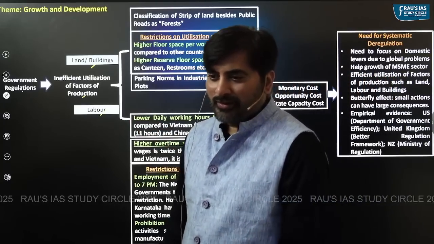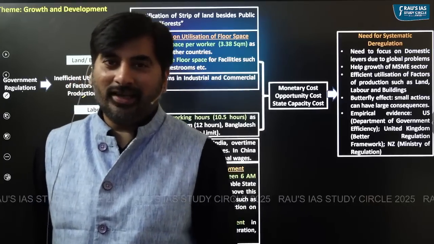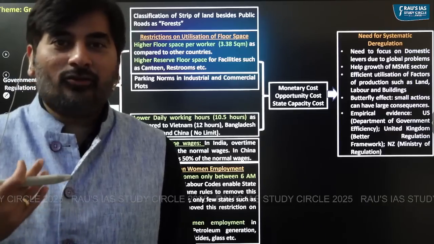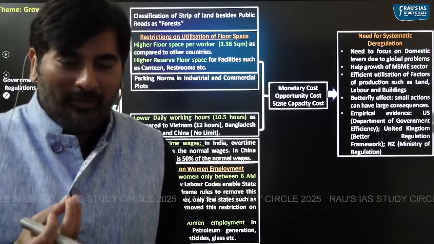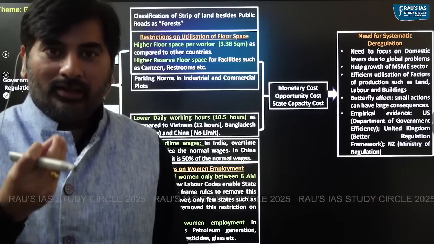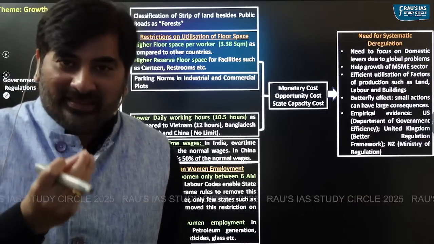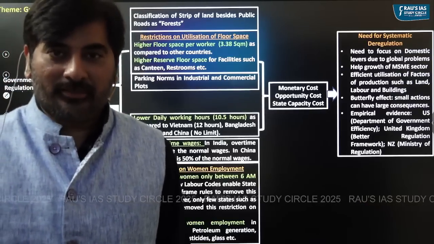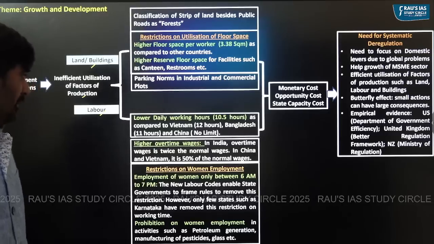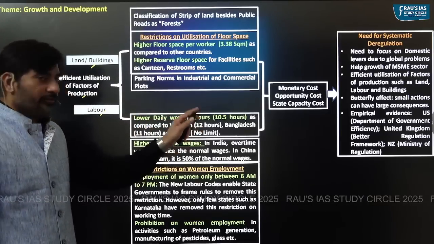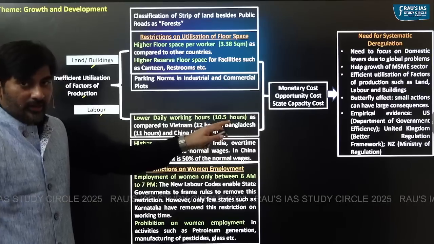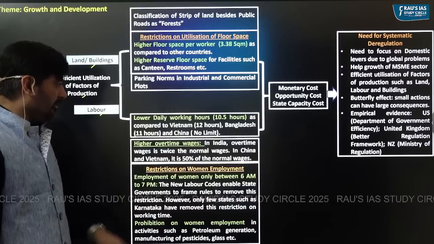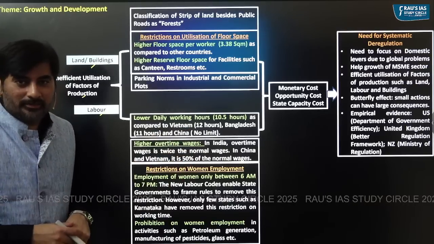All of you must have heard about the debate on number of working hours in India, right? So with respect to the debate, the economic survey has its own point of view. The economic survey says in India, the number of working hours that we have prescribed for our workers is quite less as compared to other countries. For example, in India, the number of prescribed working hours for our workers is 10.5, whereas in countries such as Vietnam, it is 12 hours, Bangladesh, it is 11 hours, and in China, there is no limit.